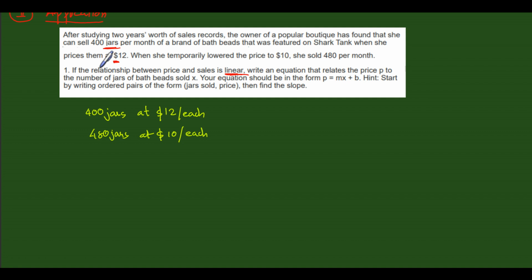When she priced them at 12 per month, when she temporarily lowered the price to 10, she can show. Okay. All right. So I'm going to write the equation. The equation should be in the form P equal to mx plus b. They already give you a hint right here, which is really good. P is the price, x represents what? X represents the number of years.